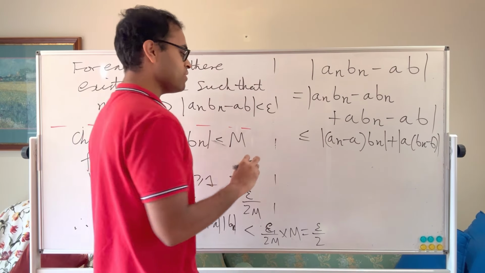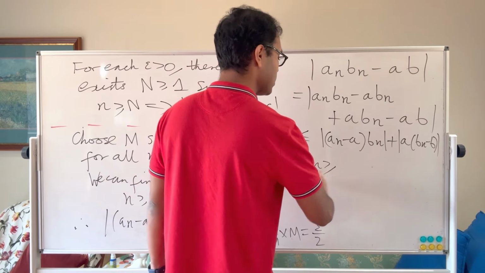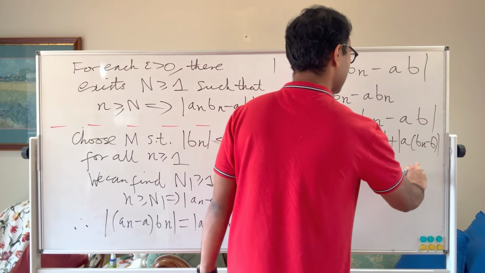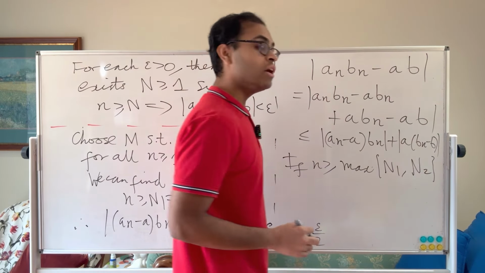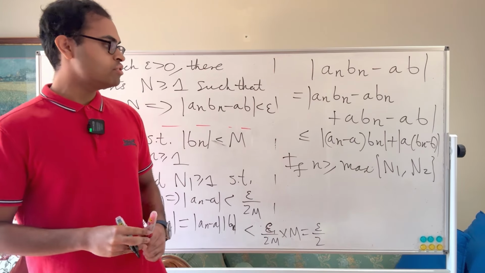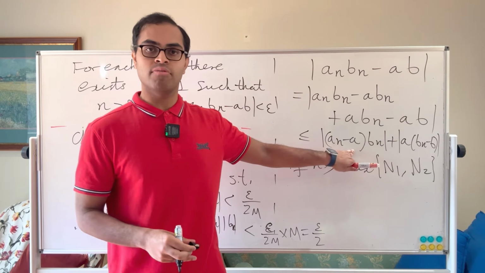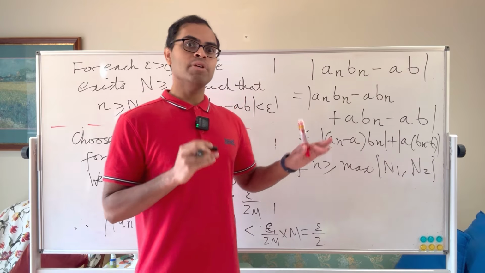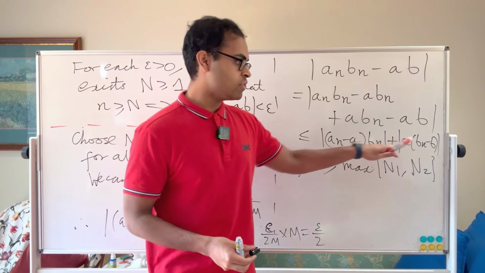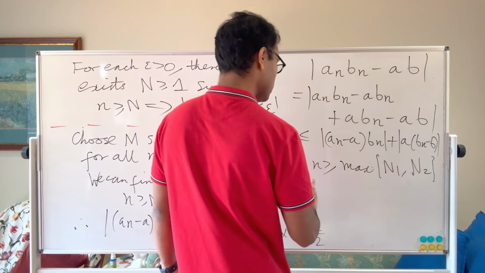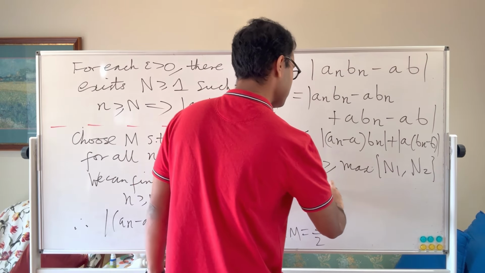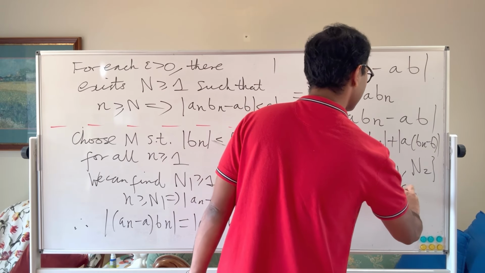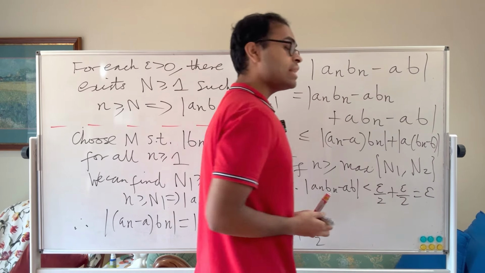And now we know that if n is greater than or equal to the max of big N1 and big N2, which is still a finite number, beyond big N1 we can make this less than epsilon over 2. We just did that. And beyond big N2 we can make this less than epsilon over 2. So beyond the maximum of the two, we can make both of those less than epsilon over 2. So if this is true, then the absolute value of an bn minus ab is less than epsilon over 2 plus epsilon over 2, which is equal to epsilon. And that's our epsilon-N proof.